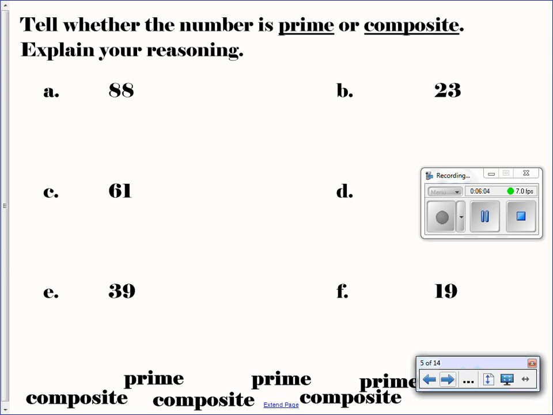Now, in our next slide, we're going to tell whether the number is prime or composite. Explain your reasoning. Now, I'm going to pause the video. We're going to discuss it, and then I'll put the answers on the board.